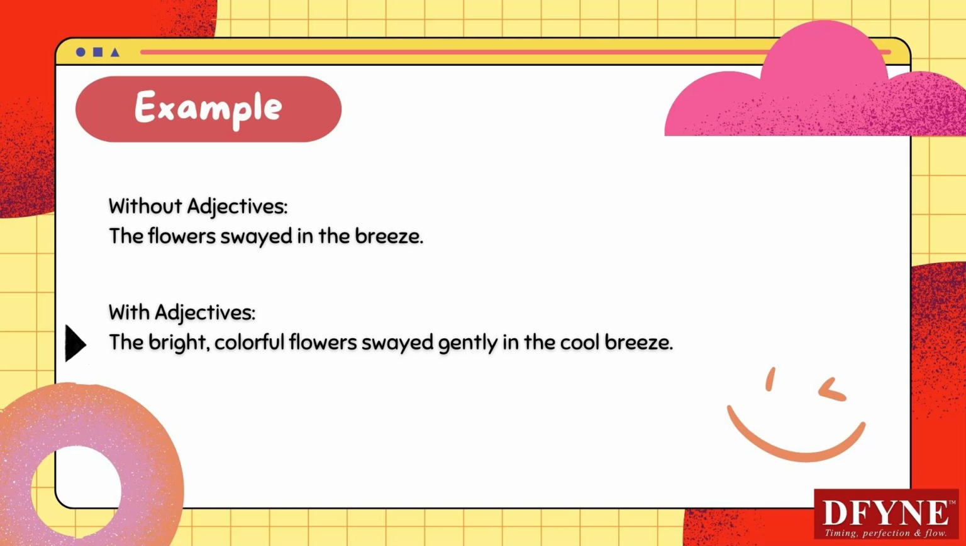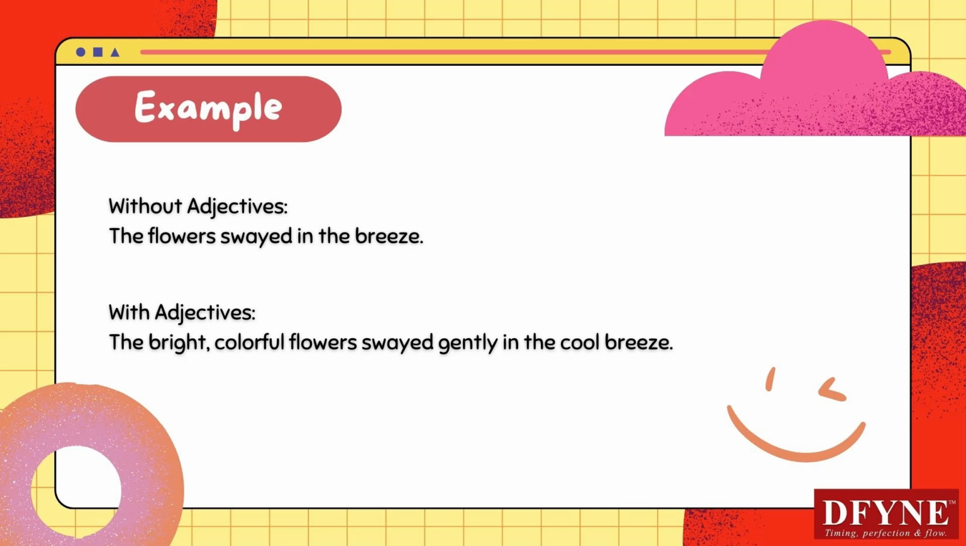In the second sentence, the flowers are described as bright and colorful. These are the adjectives that are answering the question, how do those flowers look like? So is cool. It is describing the noun breeze. If you notice, even gently is describing another word, swayed. But swayed is a verb and, therefore, gently cannot be an adjective.